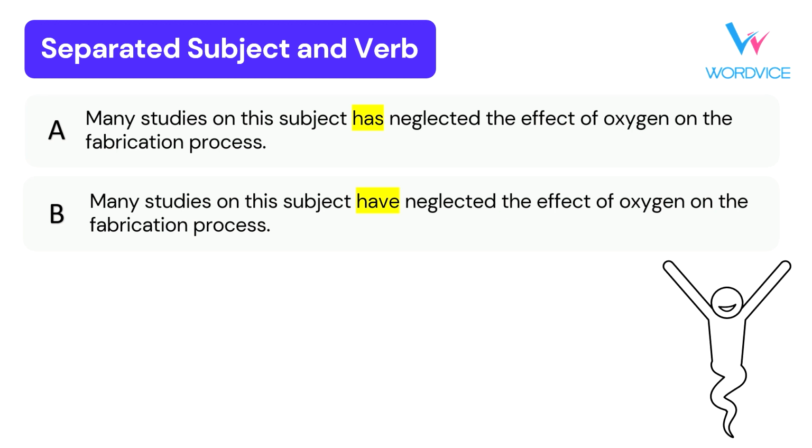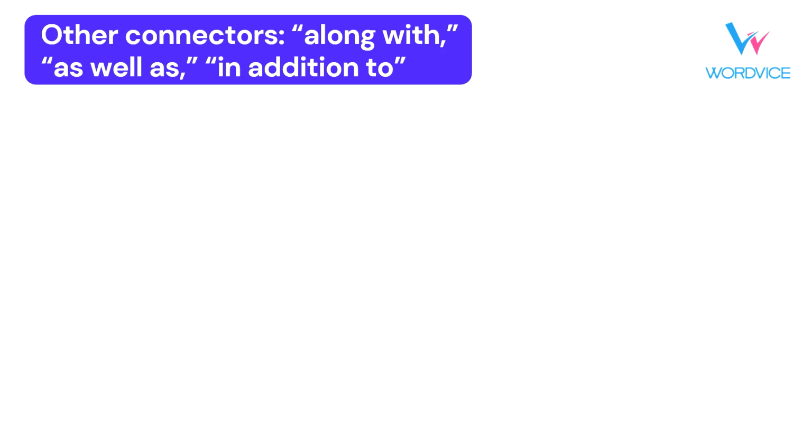It may be difficult to identify the subject for sentences that have phrases or clauses that separate the subject from the verb. Which of the following two sentences do you think is correct? Many studies on this subject has neglected the effect of oxygen on the fabrication process. Many studies on this subject have neglected the effect of oxygen on the fabrication process. Which sentence is correct? The answer is B. This is because the subject of the sentence is studies, not subject. Using the correct verb form can help the reader better identify the subject of your sentence.